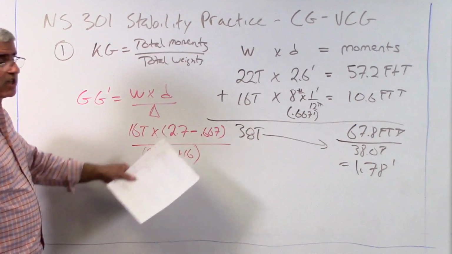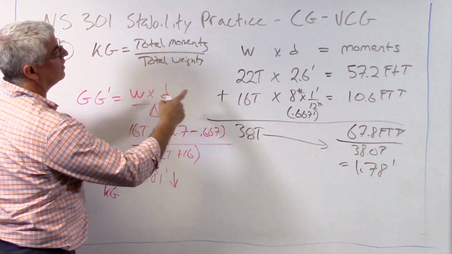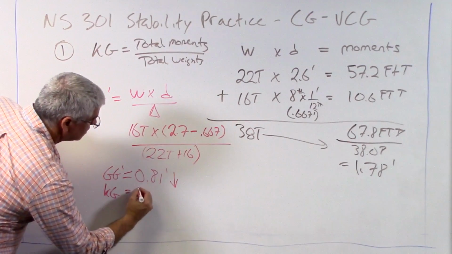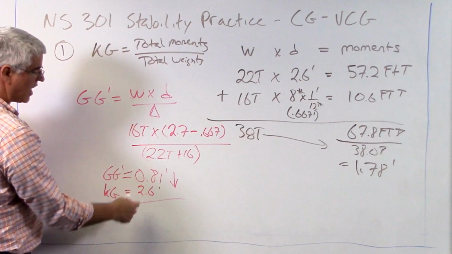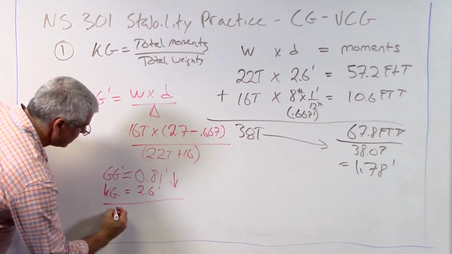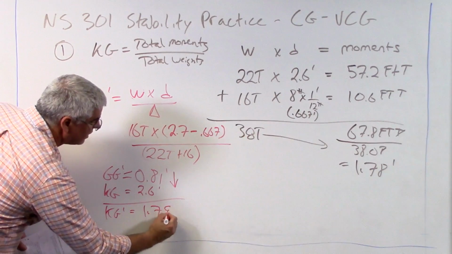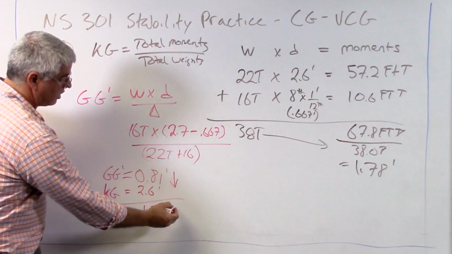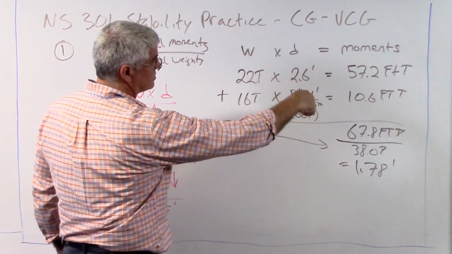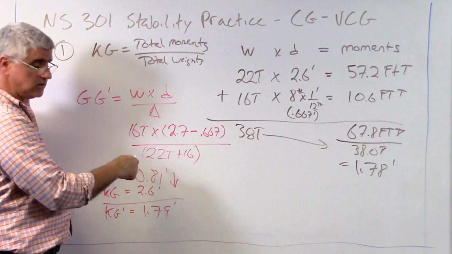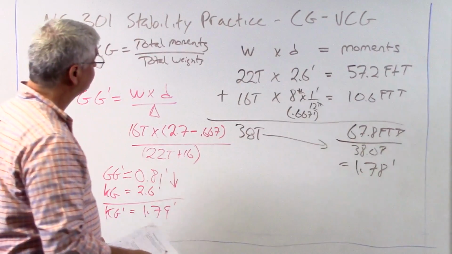Well, what was the original center of gravity? Well, the original center of gravity of the 22 tons was 2.6 feet. So, if it moves down, I'm going to subtract 0.81 from that, and I will get a KG prime of 1.79, which is basically the same as doing it by the theory of moments. So we did this looking at all the weights, and we did this really looking at moving the one weight. So that was problem 1, okay?